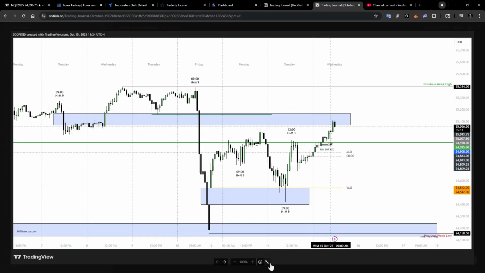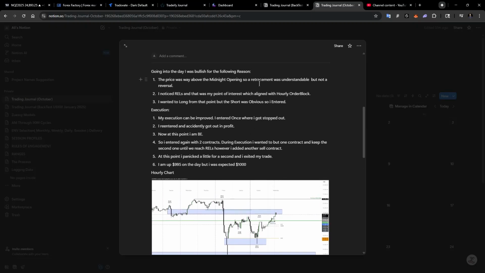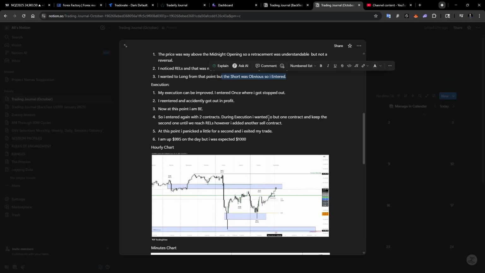Okay, that's what I'm writing here, which is that opening retracement was understandable but not a reversal. So I noticed relative equal lows. That was my point of interest, which aligned with the hourly order block. I wanted to long from that point, but the short was obvious, so I entered.